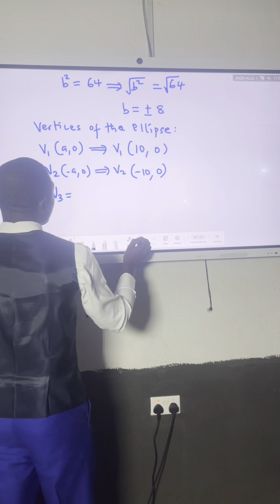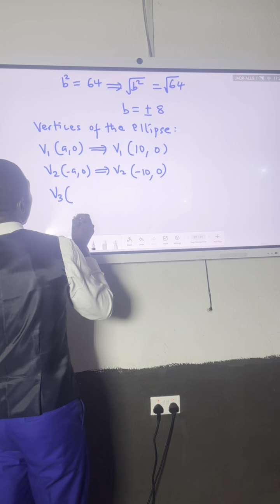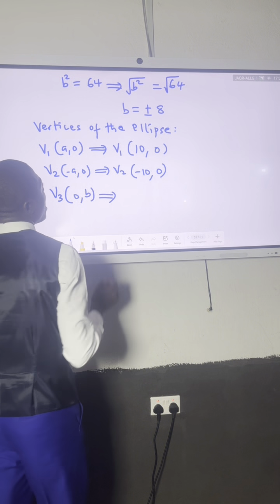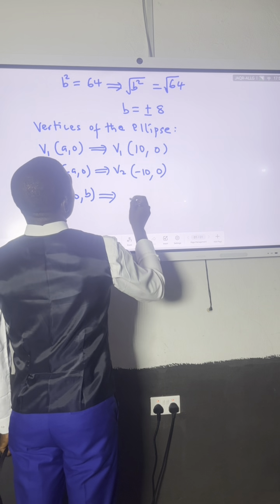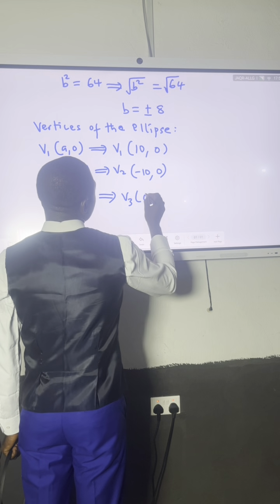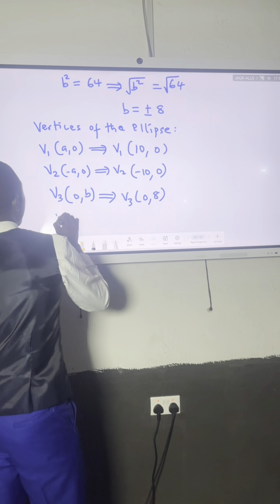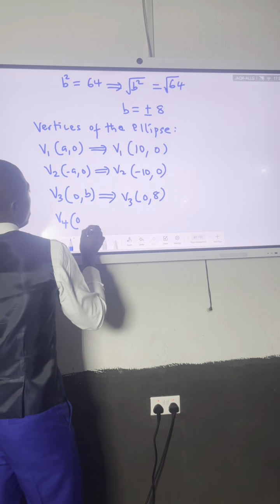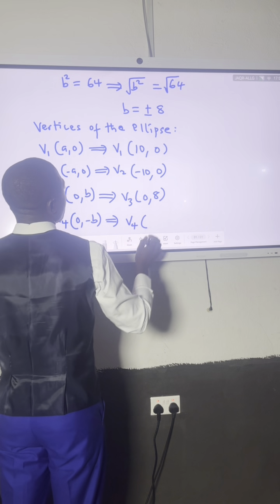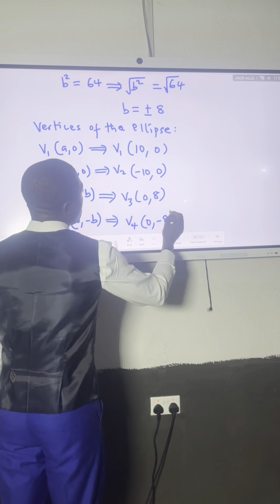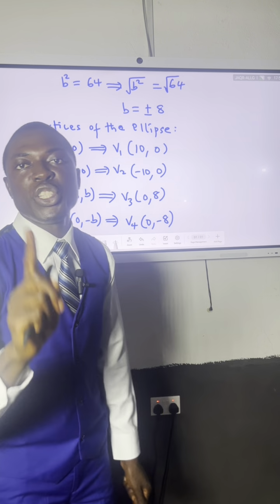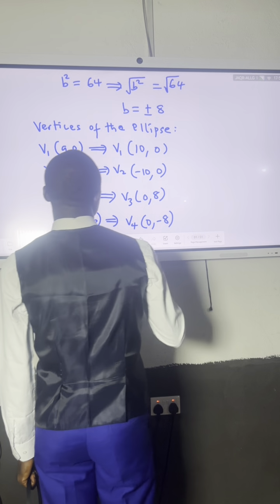V3 is actually, this is where b comes to play now. So we have 0, b, which implies that V3 is actually 0, 8. Now, V4 is 0, negative b, which means that V4 is actually 0, negative 8. So these are the 4 vertices of the ellipse in question. Now it's remaining the 2 foci, those 2 fixed points.